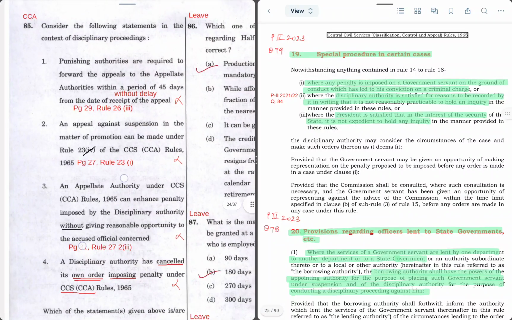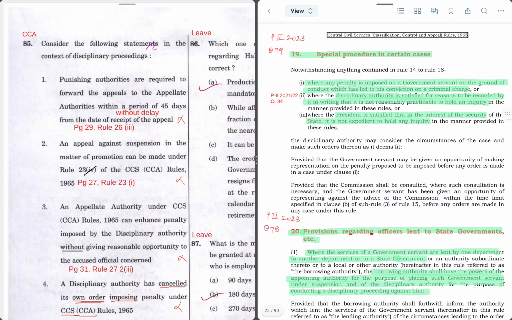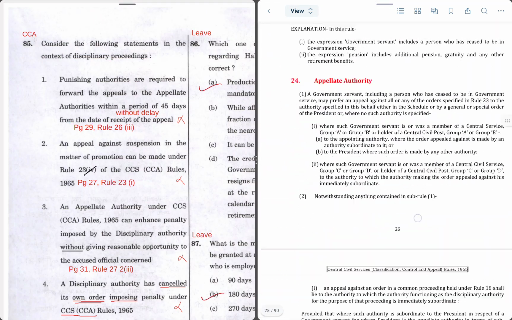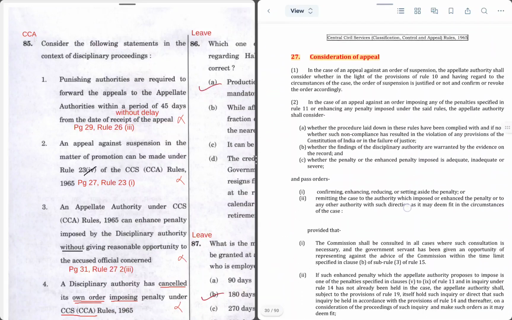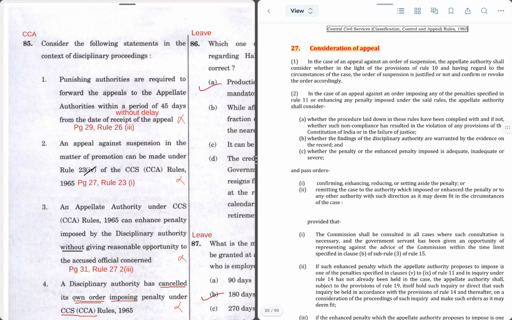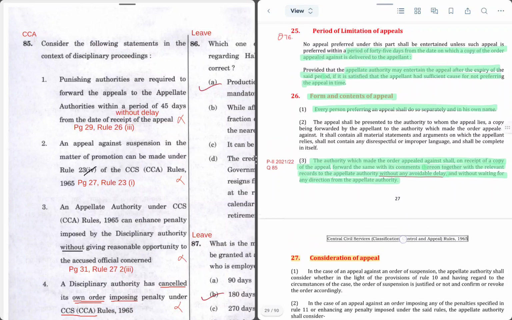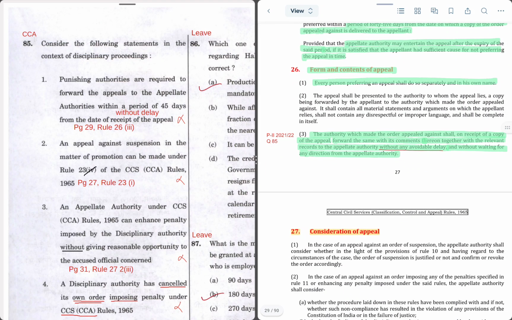So the last question of this video is again on CCA rules. Consider the following statements in the context of disciplinary proceedings. Punishing authorities are required to forward appeals to appellate authorities within 45 days from date of appeal. So for that we will go to page 29. Rule 27 is on consideration of appeals, and Rule 26 on form and contents of appeal. So under Rule 26, sub Rule 3 says that it has to be forwarded without any avoidable delay. ऐसा कुछ 45 days का पीरियड नहीं है, immediately forward करना है. So statement 1 is incorrect.